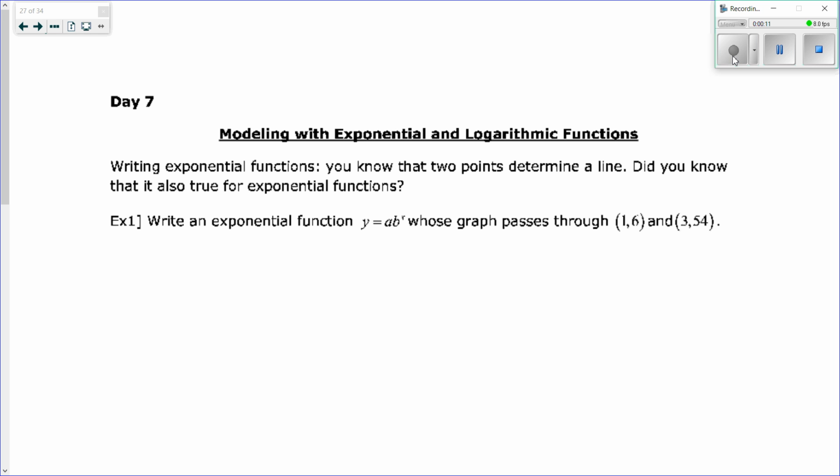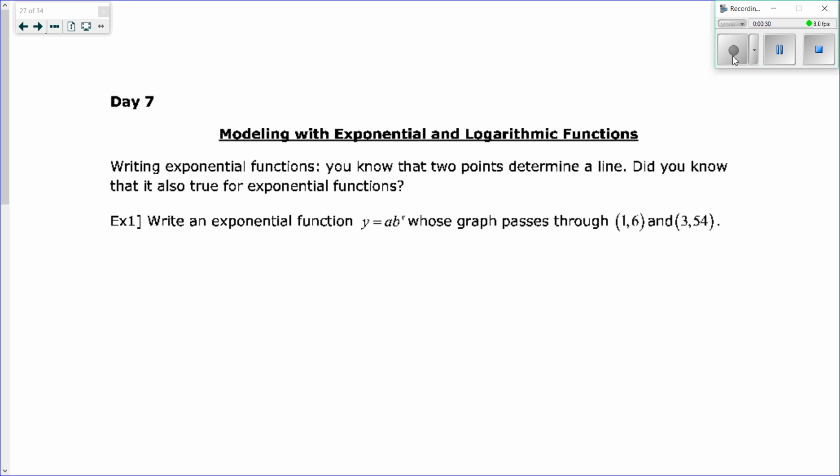So writing exponential functions: did you know that 2 points determine a line? Did you know that it's also true for an exponential function? We've always been able to find the equation of a line given 2 points. Well, we can find the equation of an exponential function the same way.